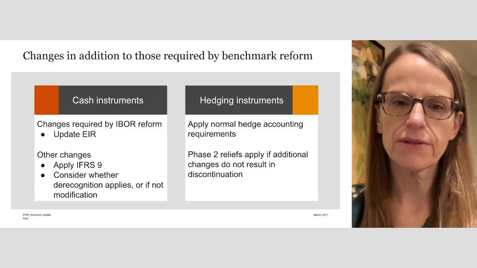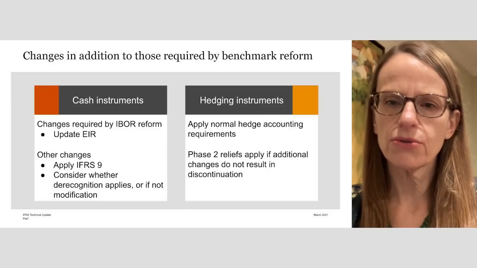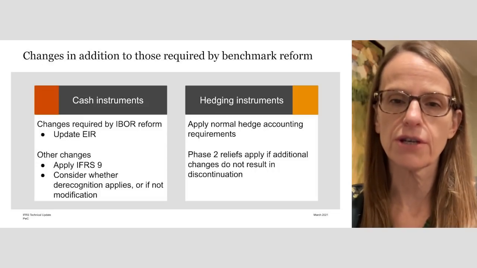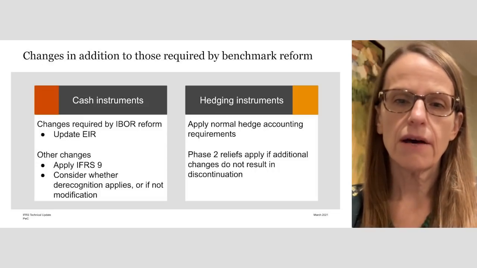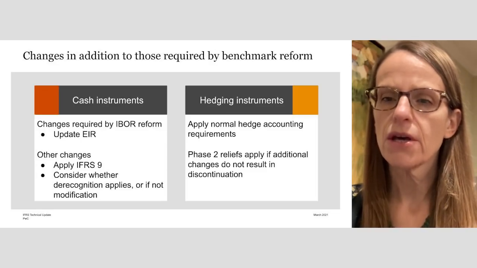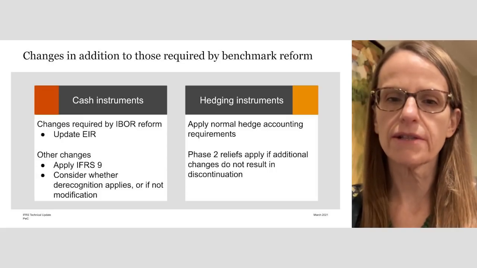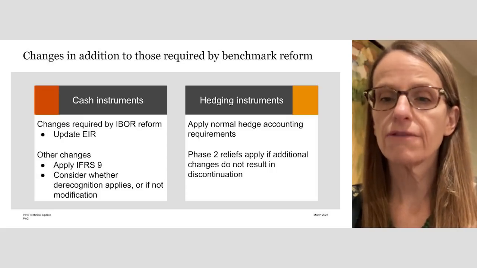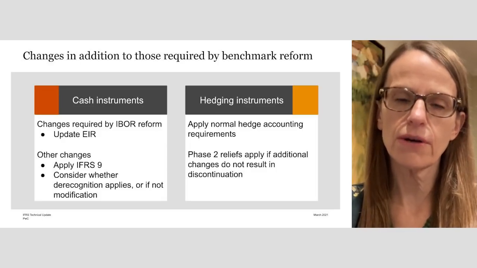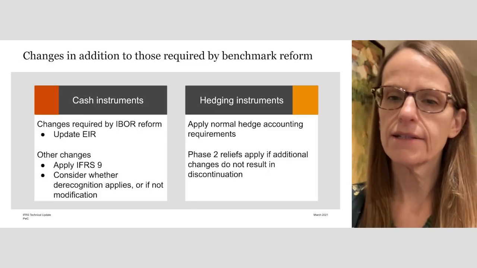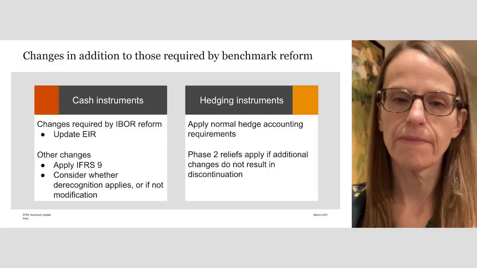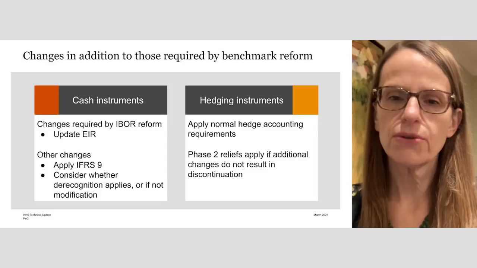What about hedging instruments? Well, if changes are made in addition to those changes that would be economically equivalent, this doesn't necessarily mean that the phase two hedge accounting reliefs cannot be applied. An entity would need to look to the normal IFRS 9 or IAS 39 hedge accounting requirements to see if the additional changes result in the discontinuation of hedge accounting. If the additional changes do not result in discontinuation of hedge accounting, then the phase two hedging relief will still apply, and an entity will then have to update the hedge designation and the documentation accordingly. Let's move on to disclosures.